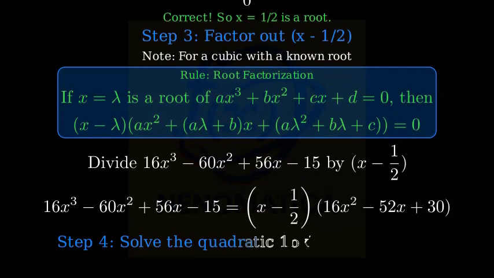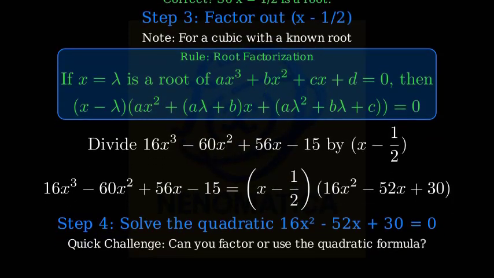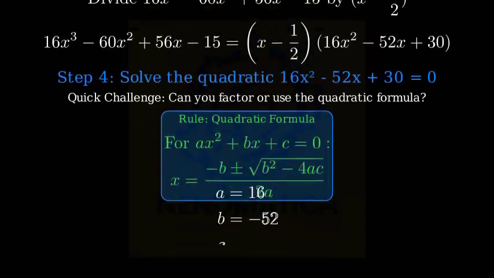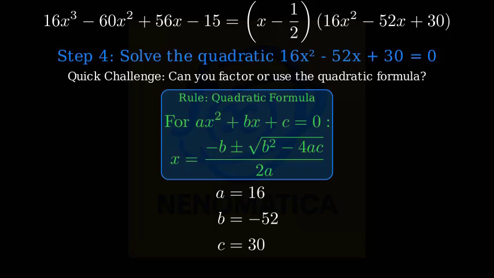Step 4. Now we need to solve the quadratic equation 16x squared minus 52x plus 30 equals 0. Can you solve this quadratic by factoring or using the quadratic formula? Let's use the quadratic formula. For a quadratic equation, ax squared plus bx plus c equals 0, x equals negative b plus or minus the square root of b squared minus 4ac, all divided by 2a. In our case, a equals 16, b equals negative 52, and c equals 30.